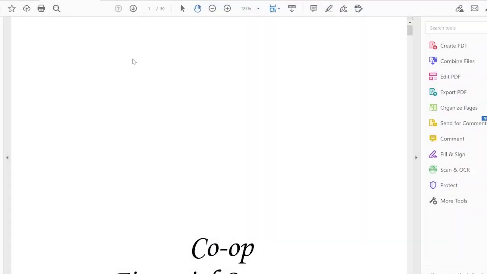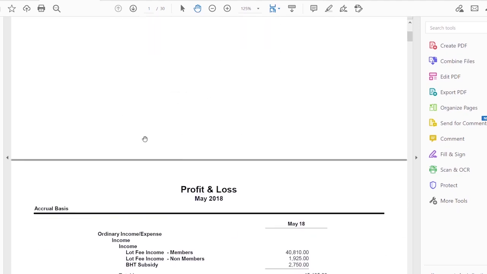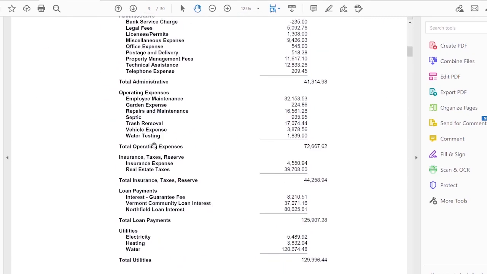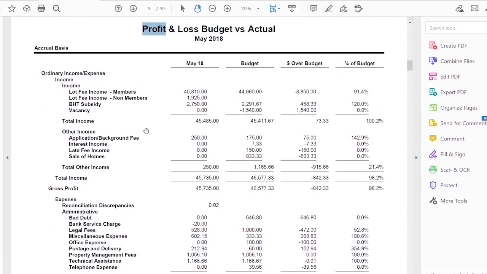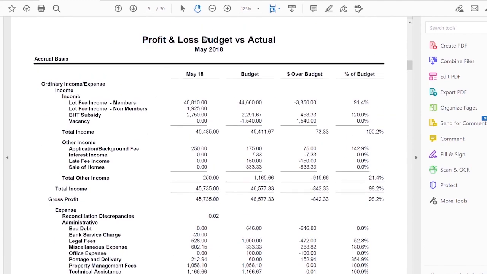Now let's try to do this with a ROC's real set of financials. Here we're looking at a co-op set of financials from a few years ago. First, for step 1, scroll or thumb to the month's profit and loss budget versus actual report.